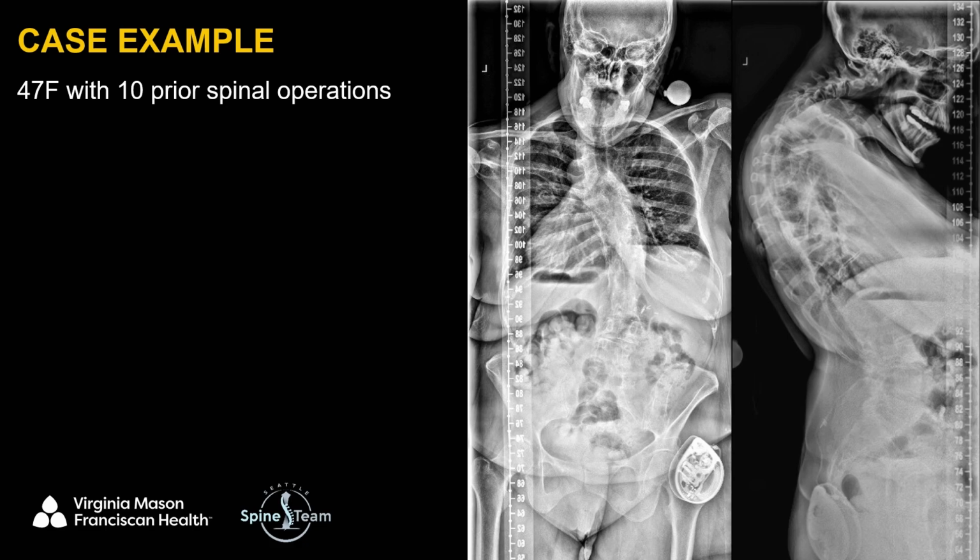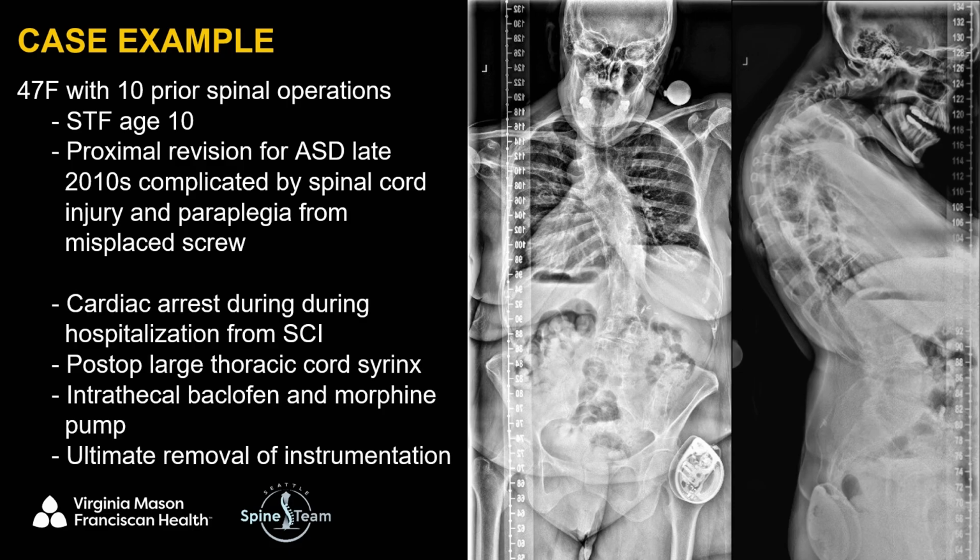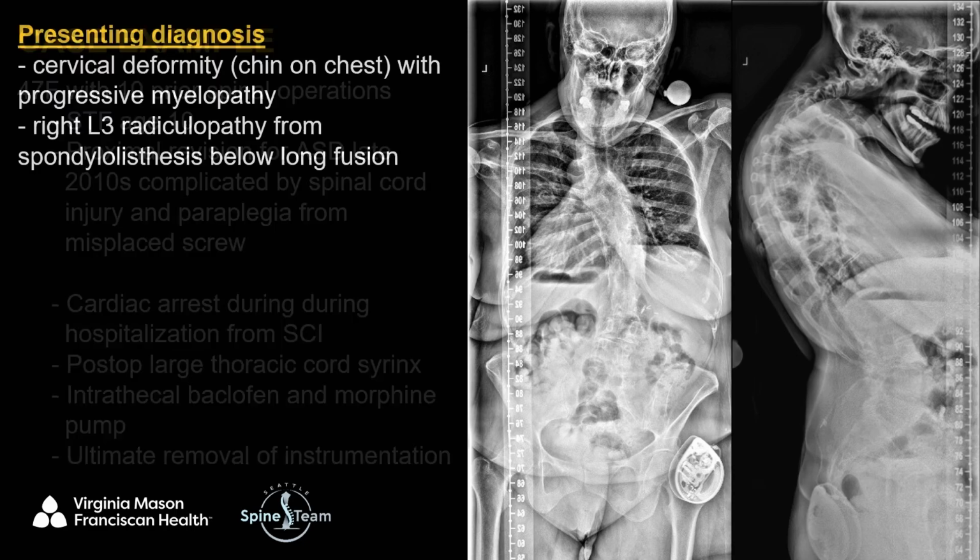So this is a 47-year-old woman that I took care of who came to me having had 10 prior operations. And this all started with a fairly straightforward selective thoracic fusion, but then she had a revision after that resulted in a spinal cord injury and temporary paraplegia from a misplaced screw. She had a cardiac arrest after that operation. She then developed neurogenic pain with a large thoracic syrinx. She ended up needing an intrathecal baclofen and morphine pump. And then ultimately someone thought maybe the screws were the cause of her pain and just removed all the screws.